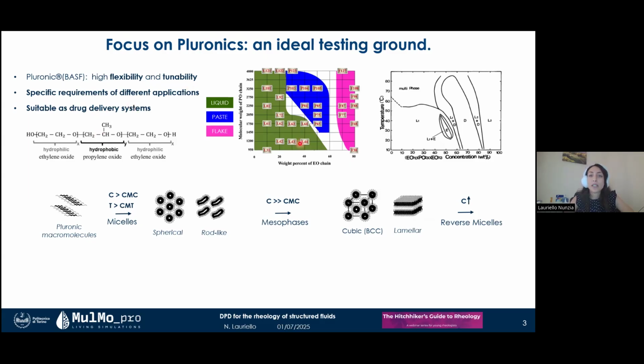Pluronics are grouped into the pluronic grid, where the letter indicates the physical state of the system and the number, the composition and molecular weight. Depending on temperature, concentration, and applied shear stress, they behave in completely different ways from a morphological and rheological point of view. Here is reported the phase diagram of pluronic L64 in water.